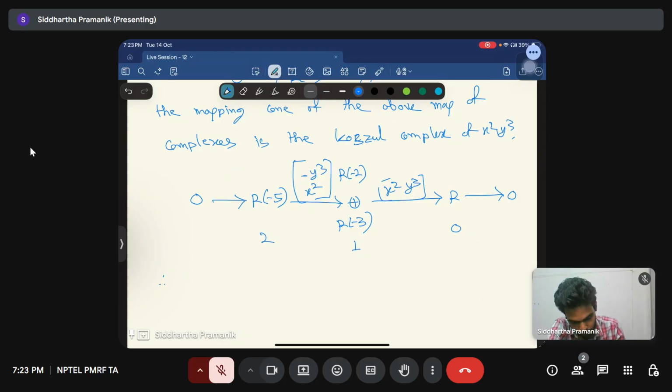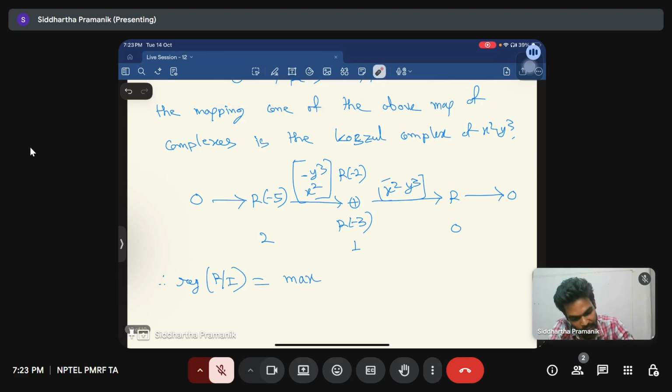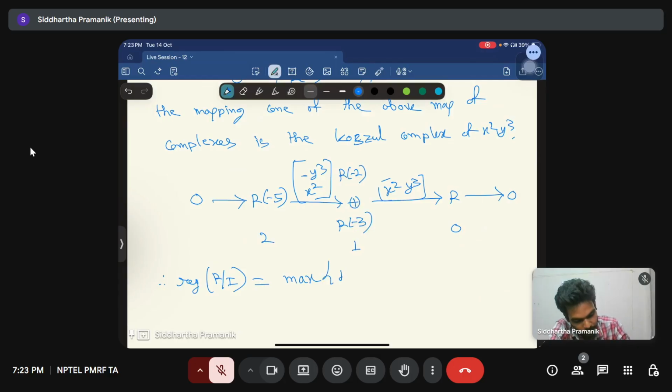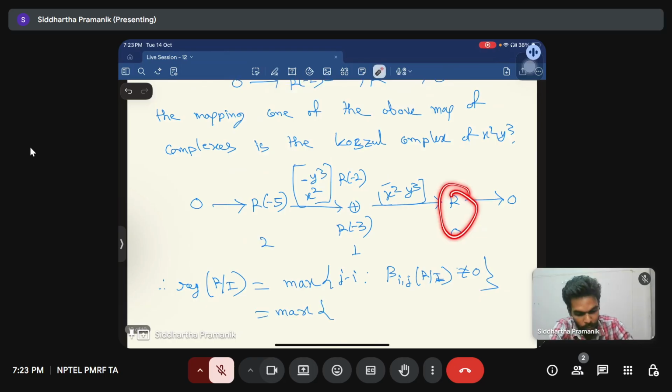So regularity of R mod I is basically the maximum of, so these are the J's and this is the I. So maximum of J minus I such that beta I comma J of R mod I is non-zero. So this is maximum of, so in the 0th position we have only 0.